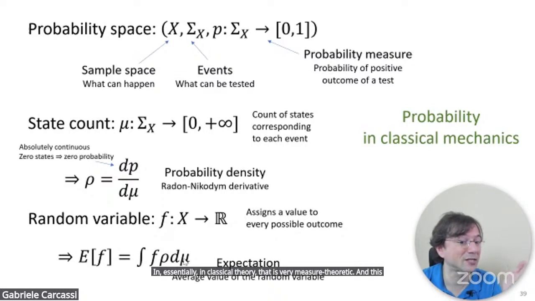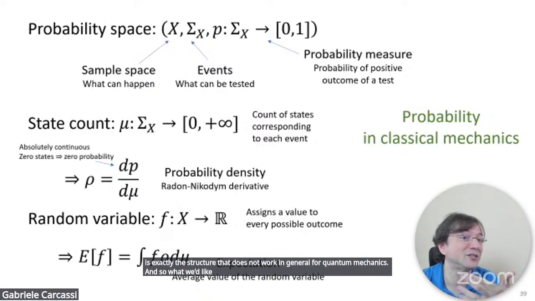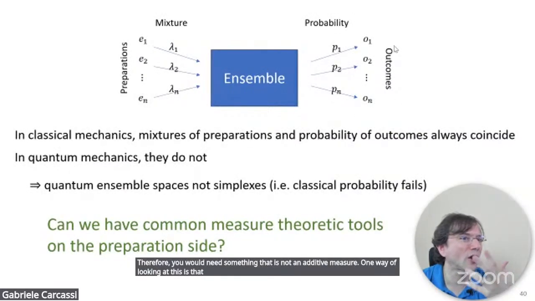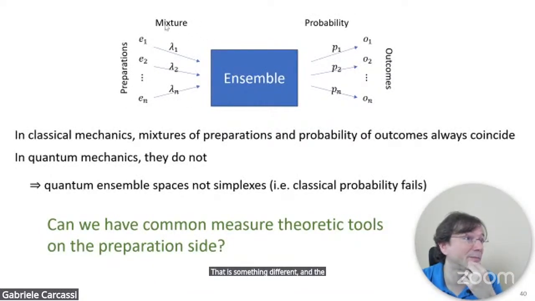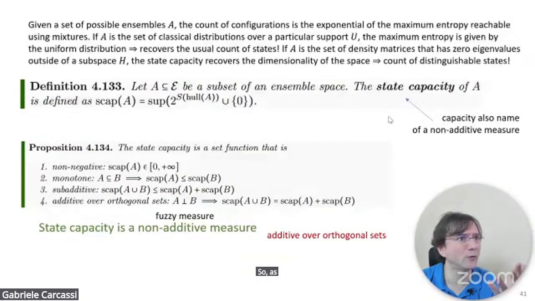And this is exactly the structure that does not work in general for quantum mechanics. So what we'd like to have is a generalization of this structure that would also work in quantum mechanics, and therefore it would need something that is not an additive measure. One way of looking at this is that when we talk about probability, an additive probability is really a probability of outcome. When we do probability in terms of mixing operation, that is something different. And the idea is that the measure we want to define is on this side and not on this side. And so, as we showed yesterday, we can define a state capacity.